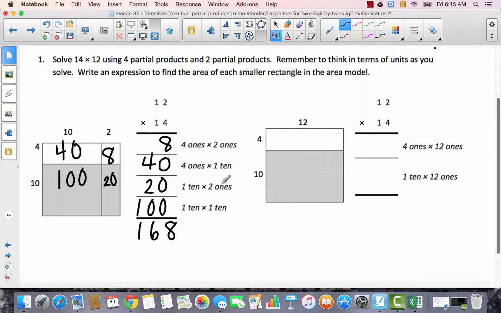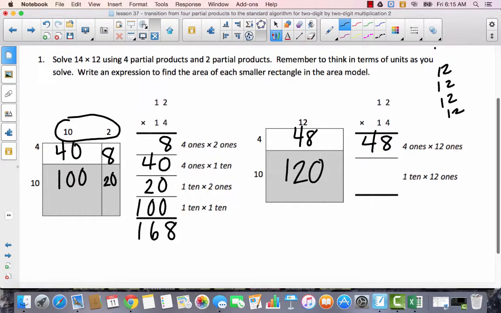This is the exact same problem. The only difference is they did not separate 12. Instead of making it 10 and 2, they kept 12 together. So now we're going to do 12 times 4, which if you didn't know, you could always come over here and say 12 plus 12 plus 12 plus 12. I know that 12 times 4 is 48. So 4 ones times 12 ones is 48. And then we're doing 12 times 10. Well, 12 times 1 is 12, and I add my 0, so it's 120. Add it together, I get 168.